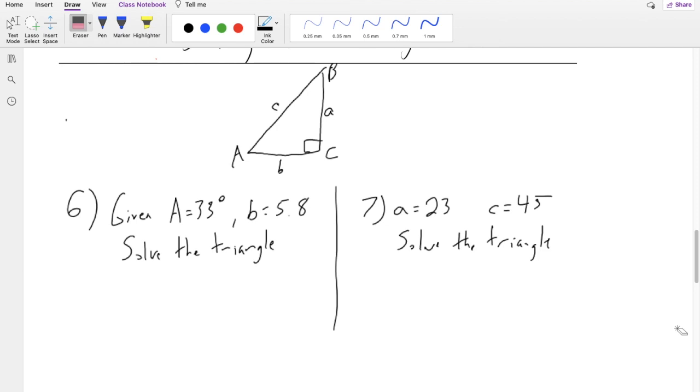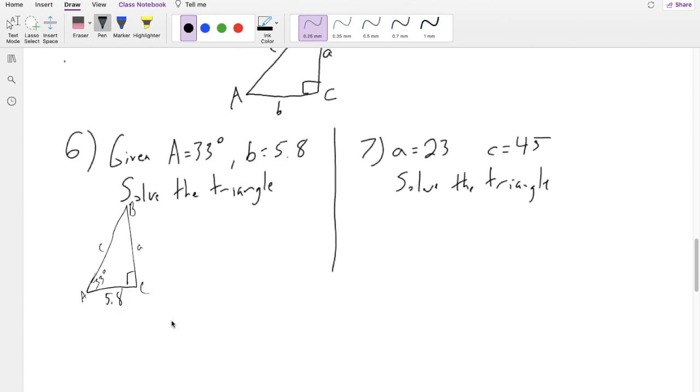We have a sketch of the drawing, so we know that angle C is our right angle. That means side C is our hypotenuse. We are given that angle A is 33 degrees, side B is 5.8, and we want to solve the triangle. So let us set that up.